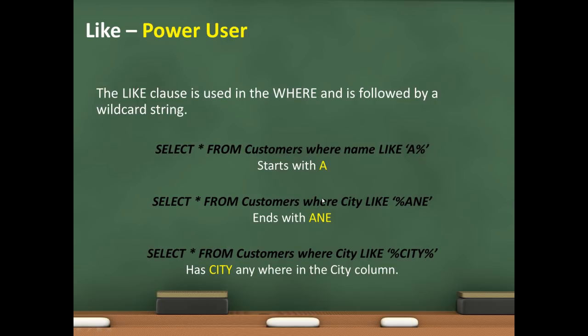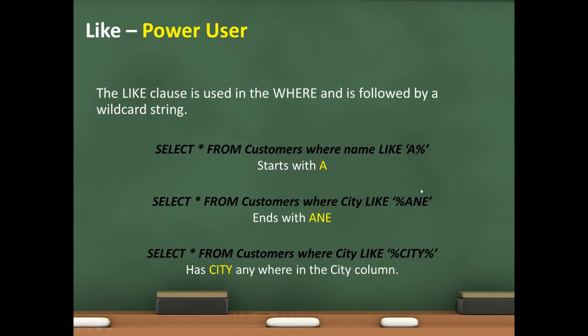I can actually put the percent symbol, as in this example on the bottom here, at the very beginning. And what I'm saying at the beginning is I want every city that has ANE at the end of the city name. And this bottom example shows a combination of the two, where I've got the percent symbol at the beginning and I've got the percent symbol at the end. This says I want the cities returned that have the word city anywhere within the city name. It could be at the beginning, it could be at the end. The wildcard doesn't say it has to be filled in, it just says city has to be anywhere in it.